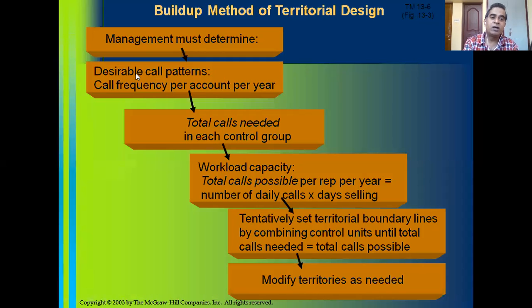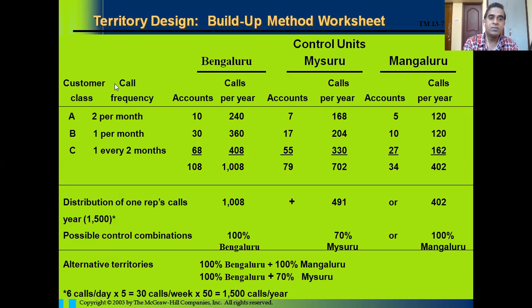The first step in the build-up method of territorial design is to determine desirable call patterns, like call frequency per account per year. I repeat again, in marketing, account means customer. So there are 3 control units, Bangalore, Mysore, and Mangaluru. Now focus on these two. The first step, determine the call patterns, determine call frequency per account per year.